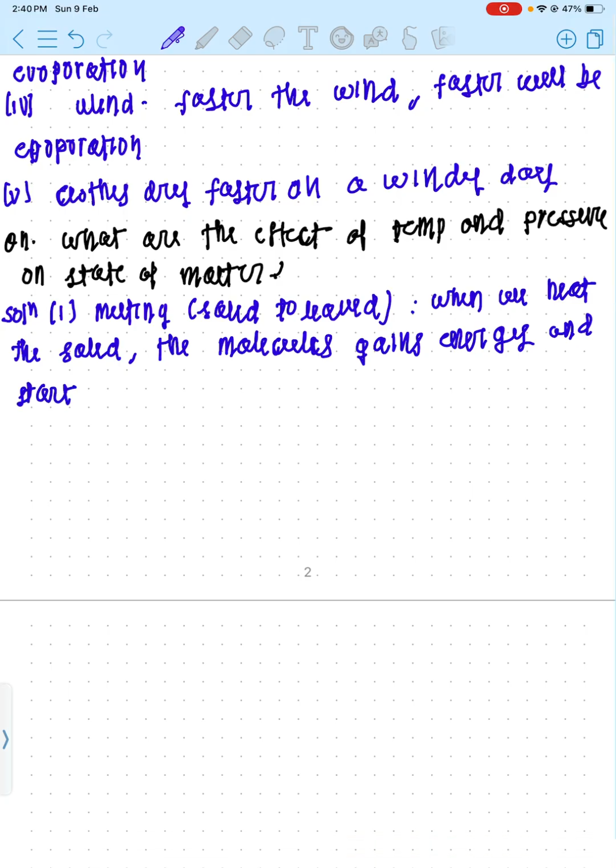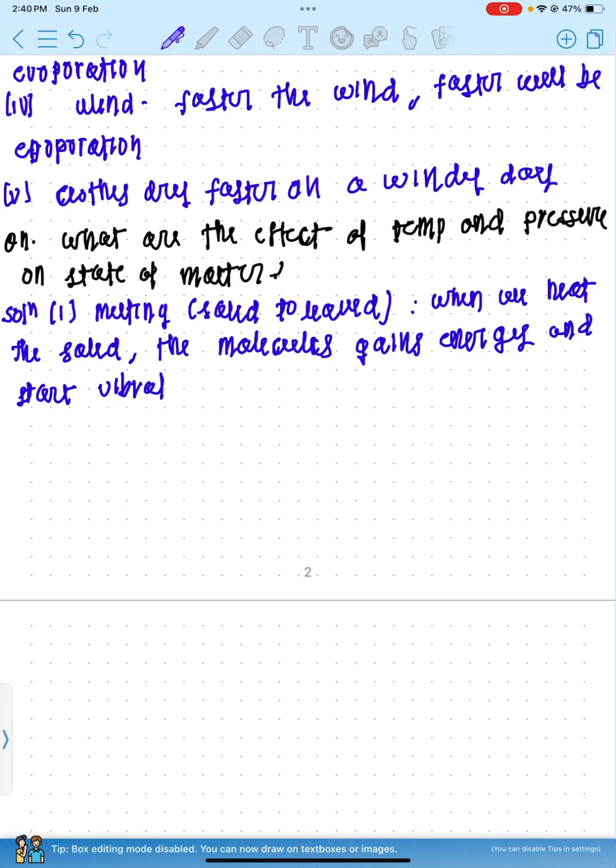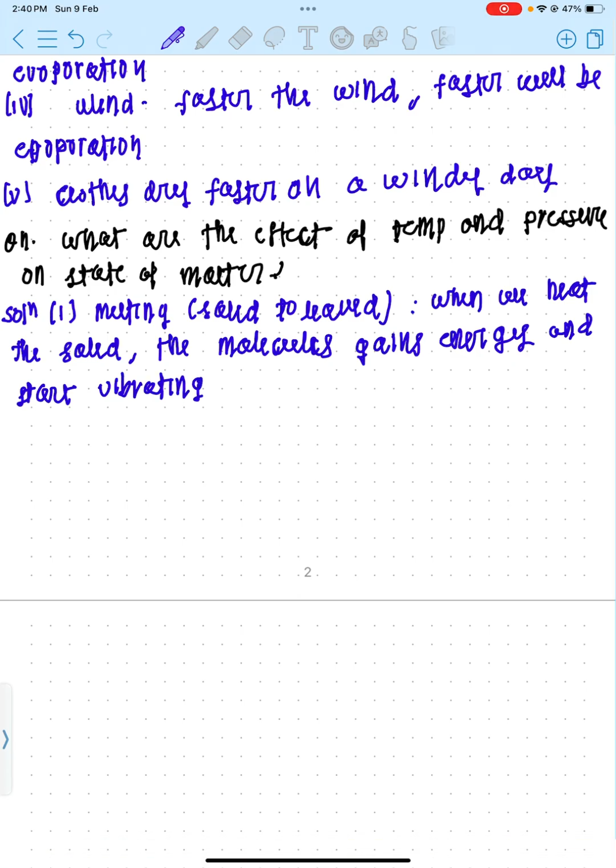They can also ask a 3 marks question. What happens when a solid is going to a liquid? Explain the situation, right? So we'll explain that when a solid is heated, the molecules gain more energy and start vibrating faster. And when they vibrate faster, at a certain temperature, the solid changes into the liquid.